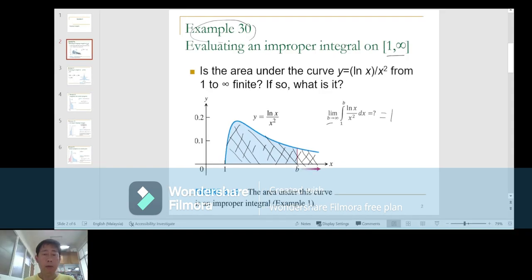In conclusion, we have discussed how to perform the improper integral on example 30 to find the area under the curve for the function y equals ln x over x squared from x equals 1 to infinity. The area under the curve is obtained by performing a two-step procedure. The first step is to obtain the expression of the definite integral in terms of b, and the second step is to take the limit of the resultant integration in terms of b to infinity.